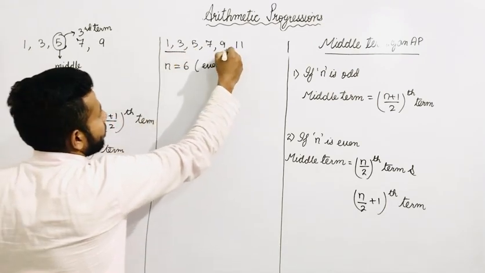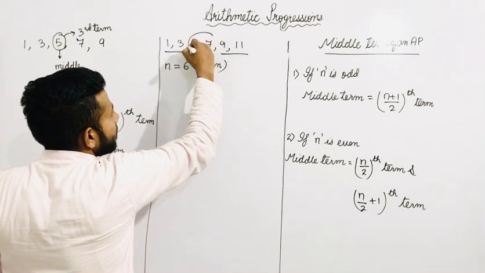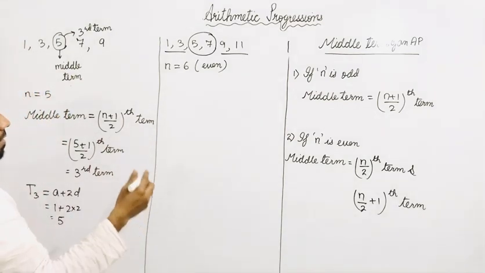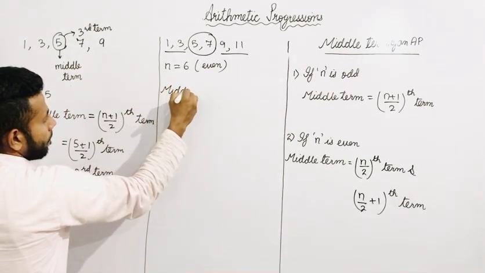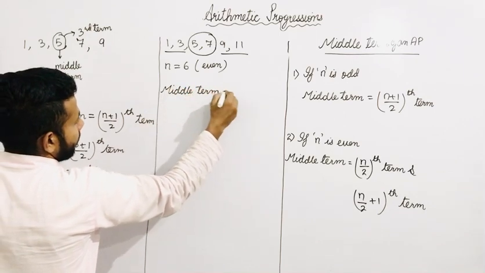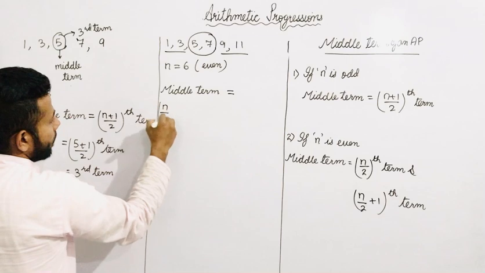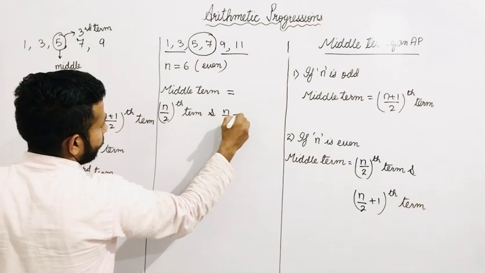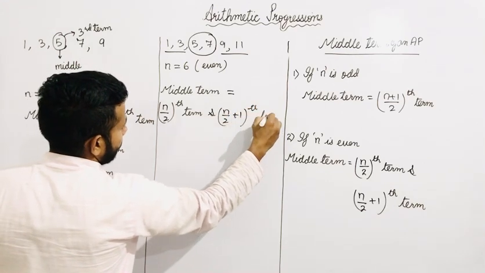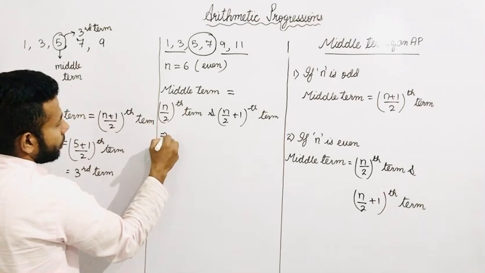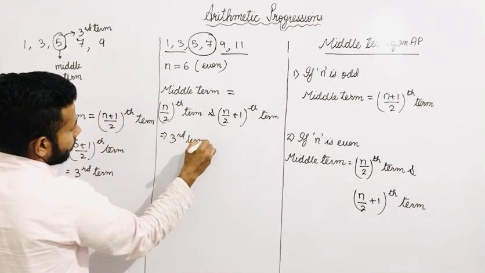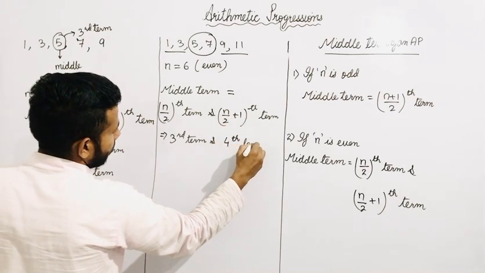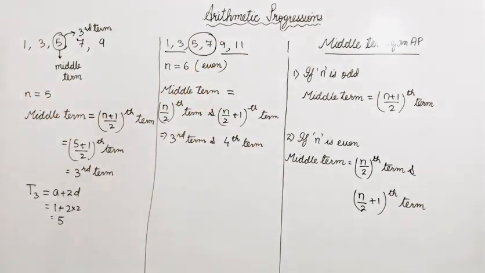Now for the even case, like 1 and 3 on one side, 9 and 11 on the other, how many middle terms are there? 2 middle terms, and they are 5 and 7. So how will you calculate it? The middle terms are the n by 2th term and the (n by 2 plus 1)th term. So n by 2 is 6 by 2, the third term, and n by 2 plus 1 is 3 plus 1, the fourth term. The third term and the fourth term of the AP are the middle terms.